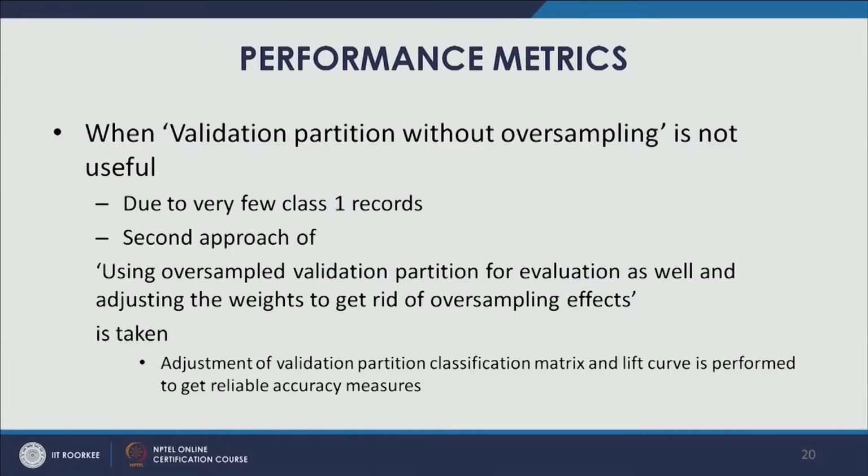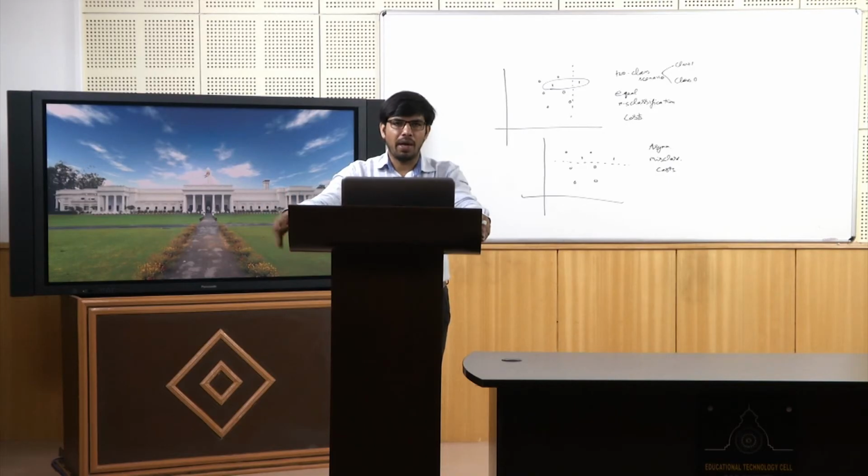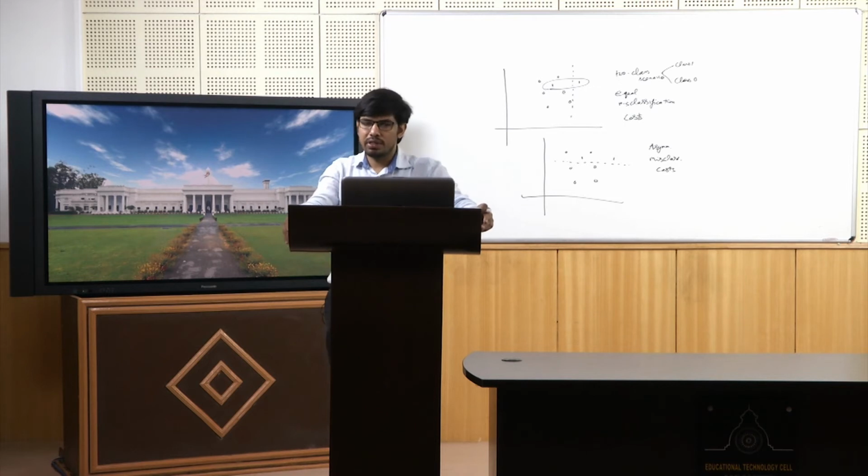The second approach was to oversample even the validation partition for evaluation as well. This validation partition is typically used for evaluation. So we use the oversampled validation partition, and later we will have to adjust the weights to get rid of the oversampling effects. We apply our model that has been built on the oversampled training partition, then we test the performance of that model on the oversampled validation partition. Then we readjust the weights that we get there, so that we can get rid of the oversampling effects.